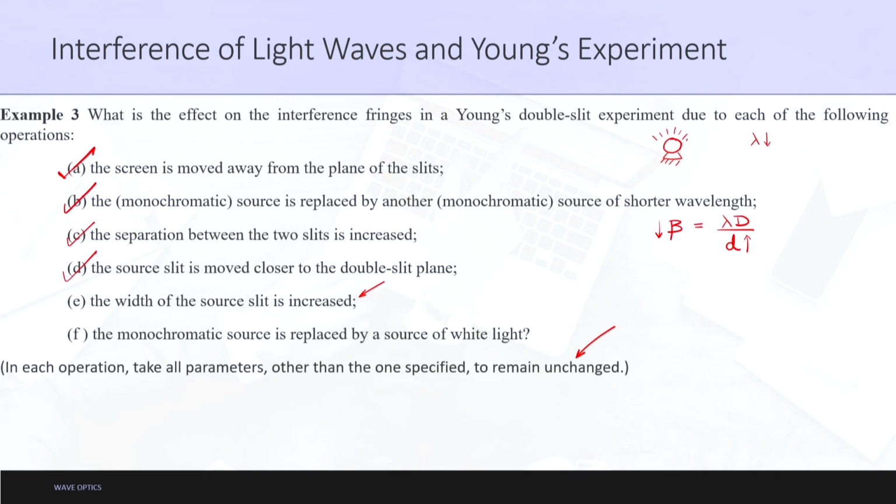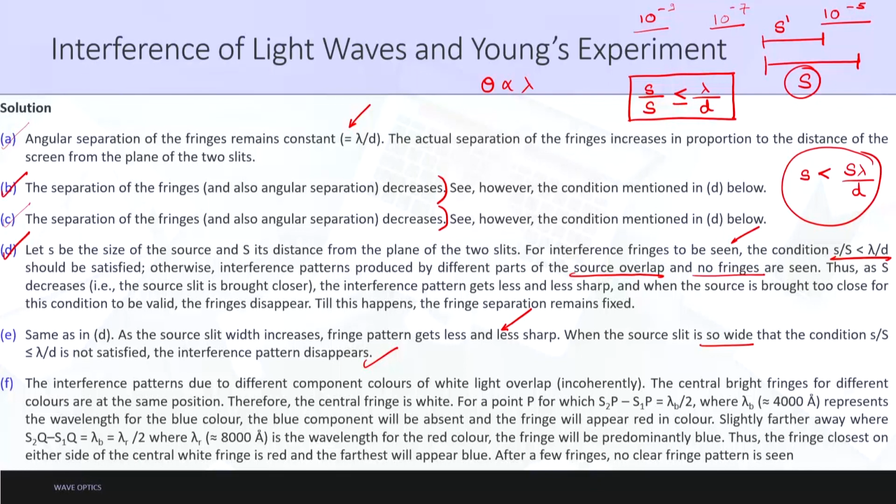Okay, let us move on to the last concept here. The fifth one says that the monochromatic source is replaced by a source of white light. As we know, a source of white light is a combination of many wavelengths of light. So the interference patterns due to the different component colors of light overlap, quite evident, because different wavelengths are present and hence there will be an overlap of all the different wavelengths on the screen where the interference fringes are being formed.